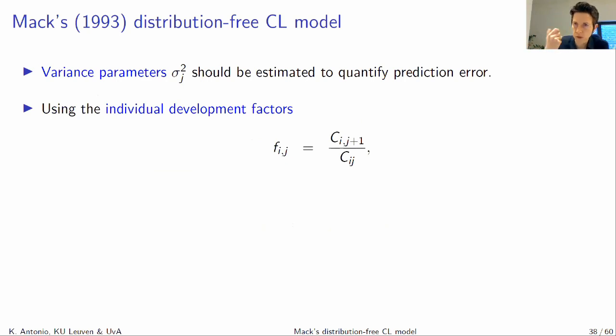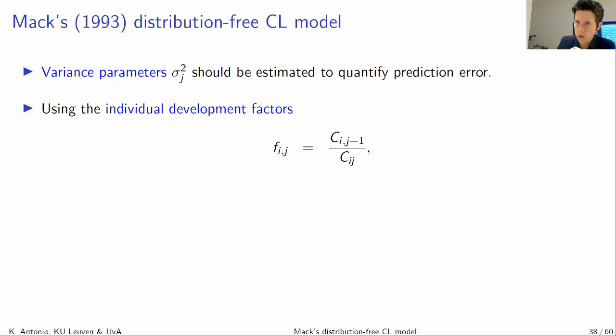The first observation that I'm going to make is that you can also look at individual development factors. If you look at this individual development factor here, then you're looking at the development factor just comparing two cells which are next to each other. So they are in the same accident year i, right? And you compare how you go in accident year i from column j to column j plus 1. So you can also calculate these development factors at the level of two individual cells.